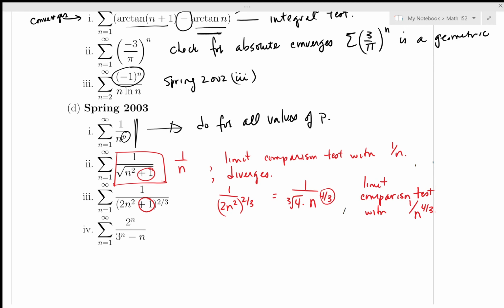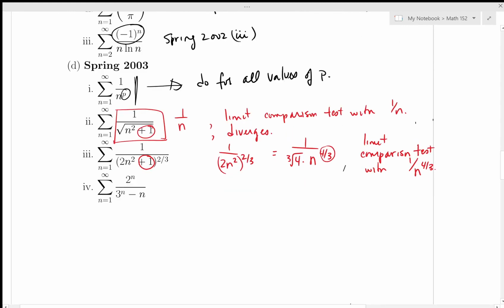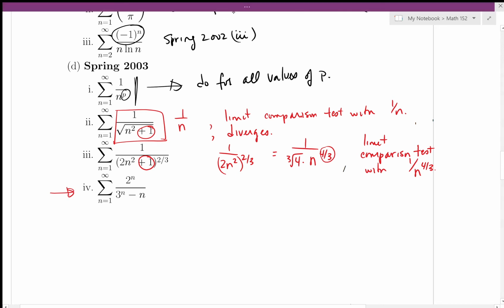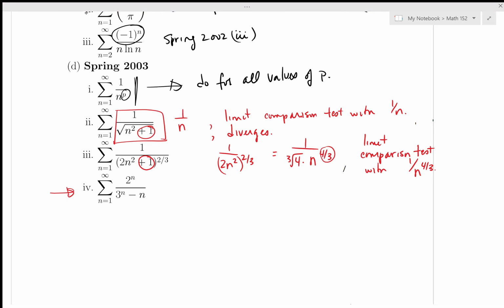Okay, what do we got here? We've got 2 to the n over 3 to the n minus n. Now, it is true that n is not very small, but it is also the case that n is kind of irrelevant compared to something large like 3 to the n. I mean, imagine when n is 100. This is my sort of thought process.